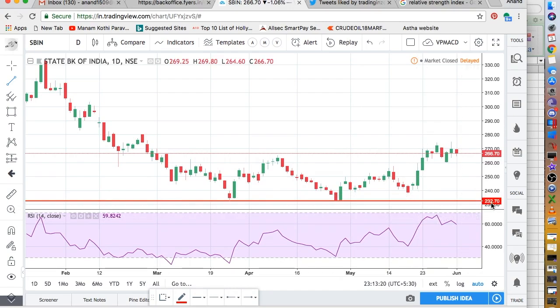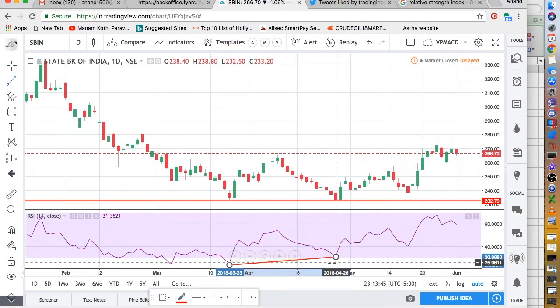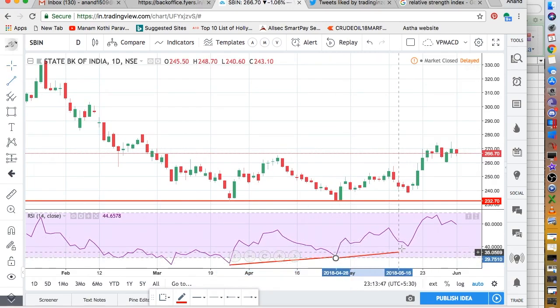When it came down to 232, there are two lows which it has made, and then it starts reversing, and then it holds the price. So when do I really buy, and when do I really trust that there is a divergence? You can simply look at the RSI divergence here, and then you can look at the RSI divergence once more.